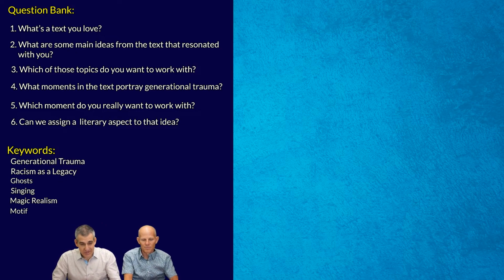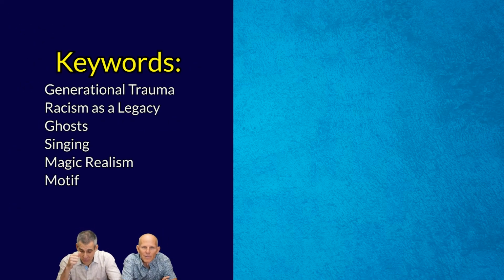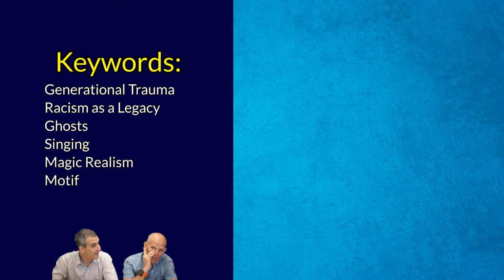We've really drilled down. Let me give you some keywords, and we're going to try and build a sentence. You ready for some keywords? All right, here we go. Keywords: we've got ideas: generational trauma, racism, ghost, singing, magic realism, motif. Our author's Jesmyn Ward. Okay.